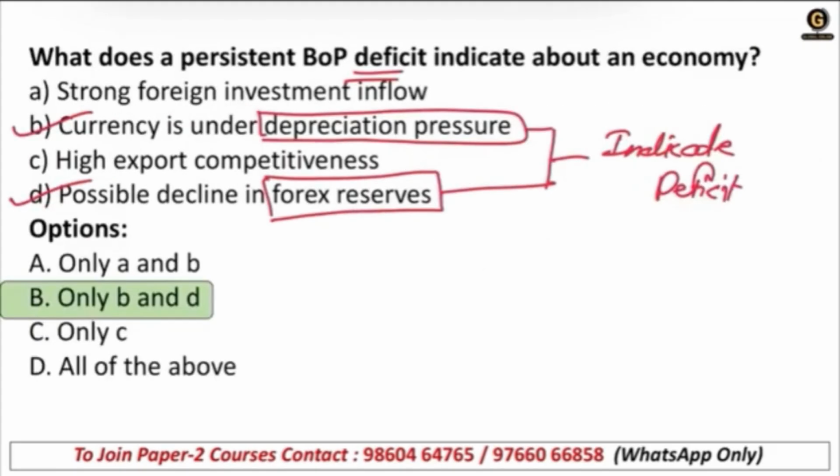Correct. Like strong foreign investment inflow, obviously it will improve the BOP. Then we have high export competitiveness. If export competitiveness is more, then obviously inflow will increase, right? When inflow is increasing, how can we call it a deficit? It is a surplus. Correct. It leads to the surplus, not exactly that we call it surplus.